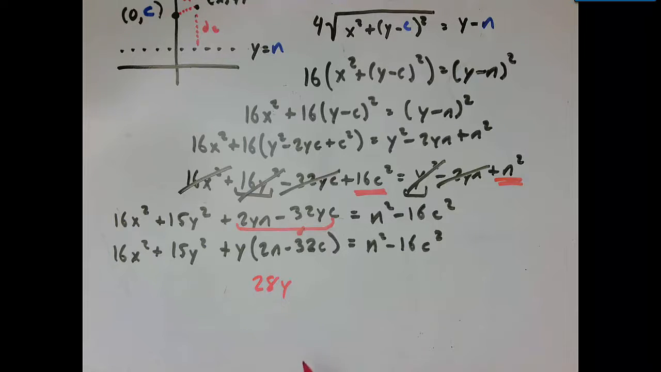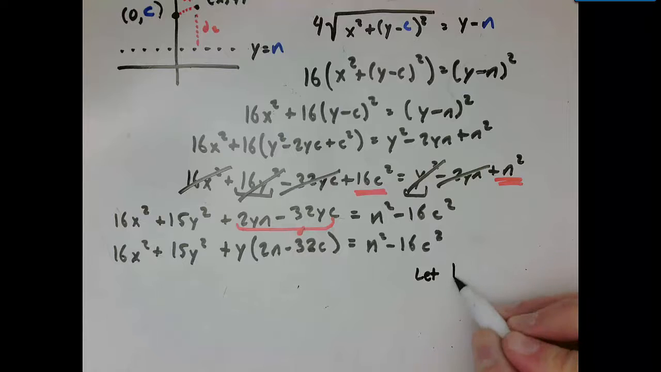And so if we're going to complete the square, if you have 15y squared plus 28y, this seems a lot easier to complete the square on than if you have 15y squared plus bleh, like this thing times y. So this is where the blob strategy comes in. Let's define a new term. Instead of blob, let's give it a letter name. So I'm going to define k equals 2n minus 32c, okay?